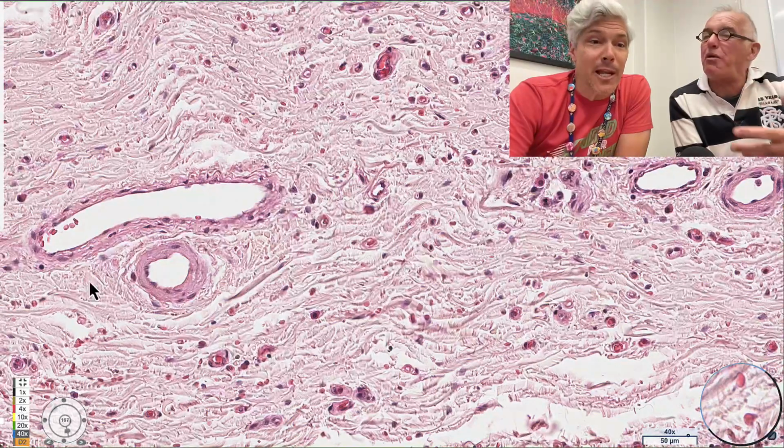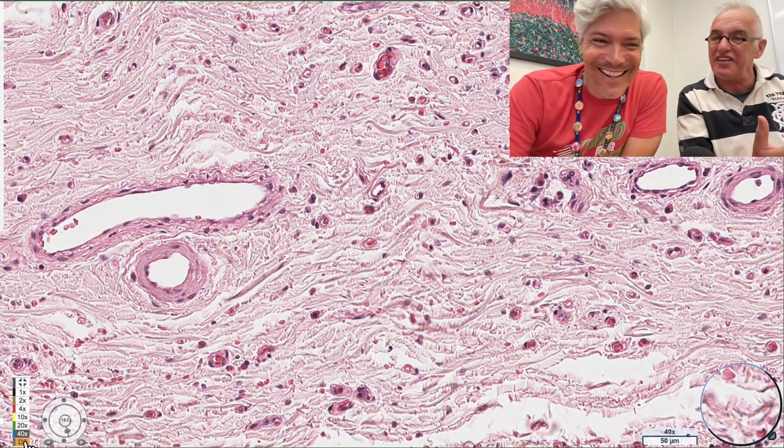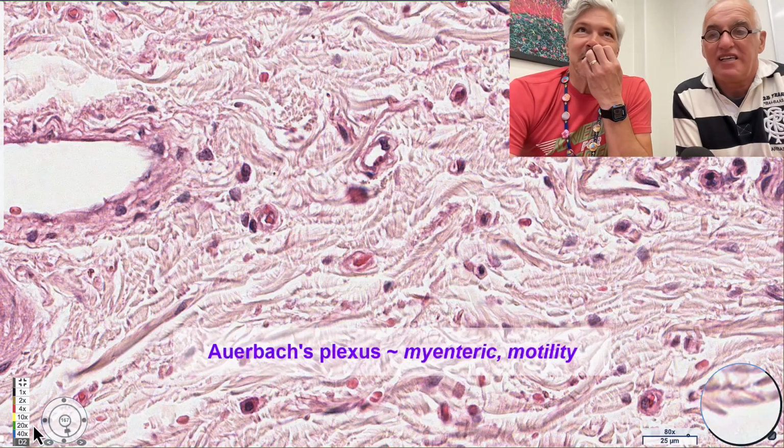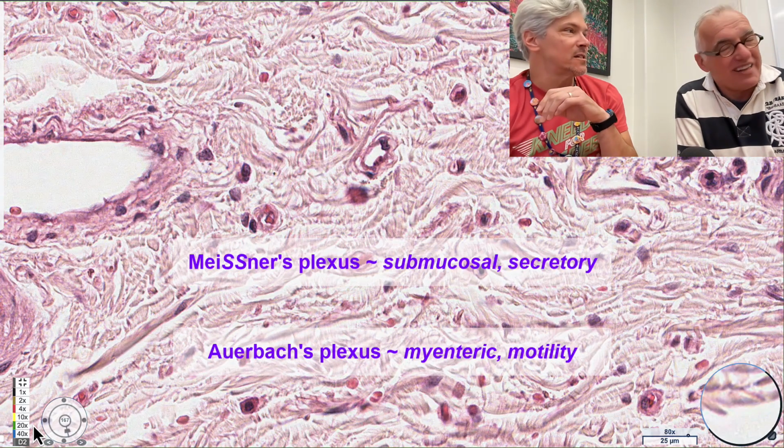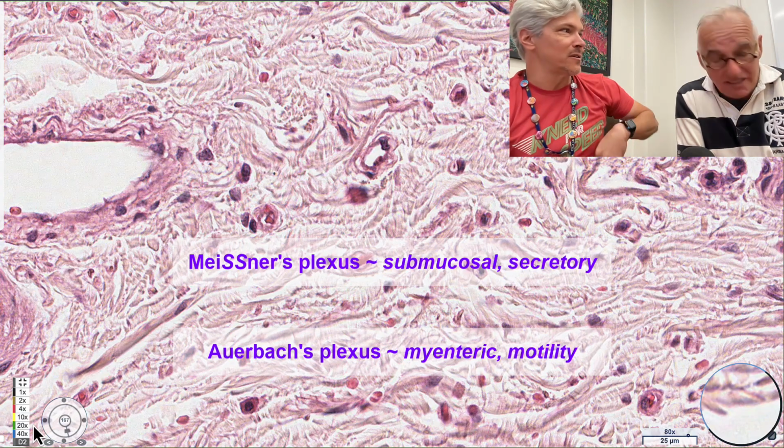You're asking me to name it? I was prompting you, yes. That is the name of the plexus. There's an Auerbach's and a Meissner's, and I'm going to go ahead and go with Meissner's. I think we both agree on that, as the one up near the muscular layer. Absolutely, yeah.